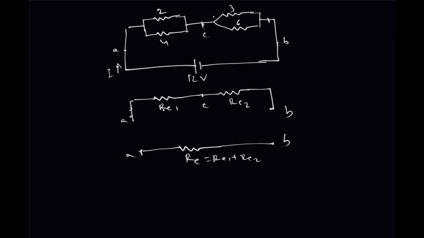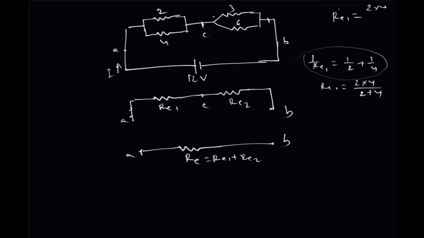branch. You can calculate RE1. What is RE1? 1 divided by RE1 is equal to 1 by 2 plus 1 by 4. So RE1 is equal to 2 into 4 divided by 2 plus 4. Usually when 2 resistances are there, you can directly write RE1 equal to this into this, 2 into 4 divided by this plus this, 2 plus 4. Similarly for these 2 resistances, RE2 is equal to 3 into 6 divided by 3 plus 6.